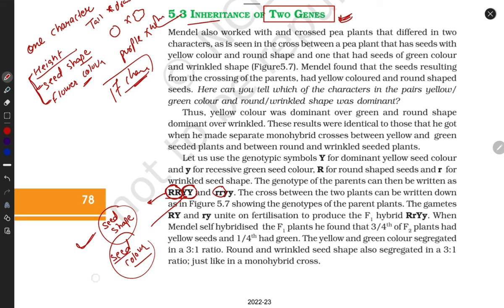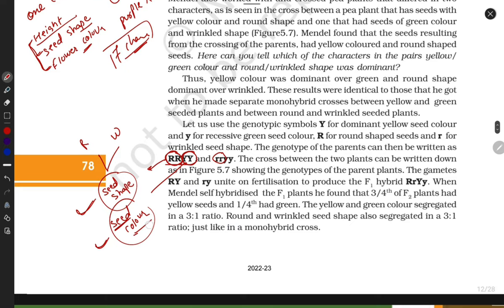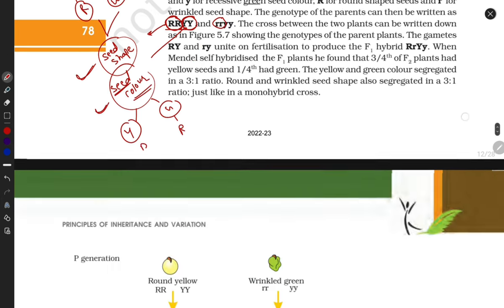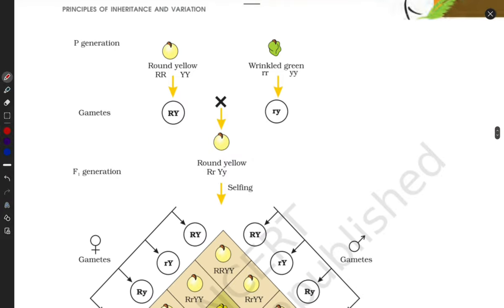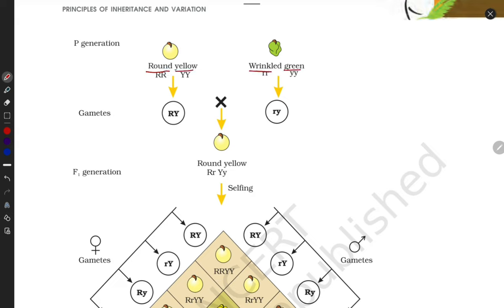Seed shape and seed color. Seed shape, what? Round and wrinkle. And seed color is yellow, guys, and green. Round is dominant. Wrinkle is recessive. Here, yellow color is dominant and green color is recessive character. I think you are clear. Let's begin their cross. Look here. This is the cross between two characters: round and yellow, wrinkled and green.